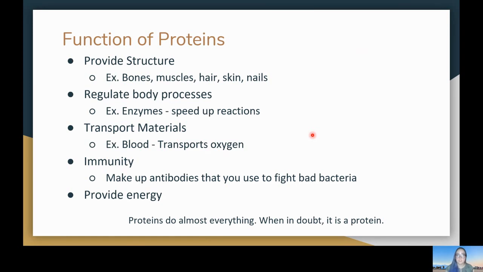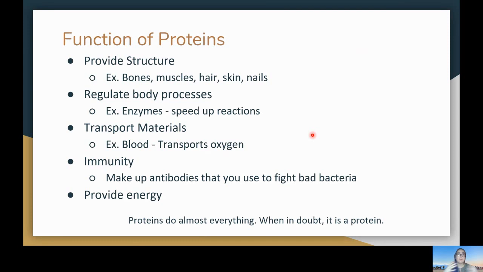So proteins are there to provide some structure. So for example, your bones, your muscle, your hair, your skin, your nails, all of these are providing structure to your body. And that is a very big use of proteins. So the more proteins you consume, the better your hair looks, the better your skin looks. Protein is good for that. It's also very important for muscle building. That's why a lot of athletes will take protein shakes before working out. They need to provide their body with the structure to build on that.